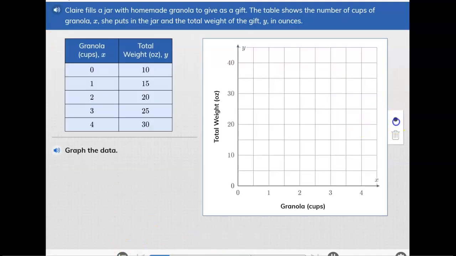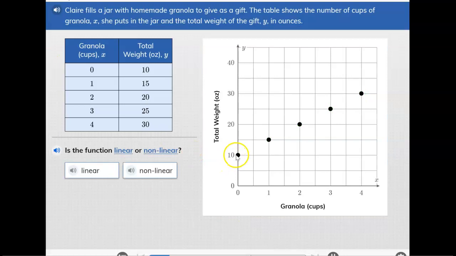If you're graphing the data, you're just plotting points. At first, you're at 0, 10. Then you're at 1, 15. Make sure you go to 1 right here. 15 would be halfway between 10 and 20. Then you're going to 2 and up to 20, 3 up to 25, and then 4 up to 30. So if I connect these points, I get a straight line. Therefore, that is linear.